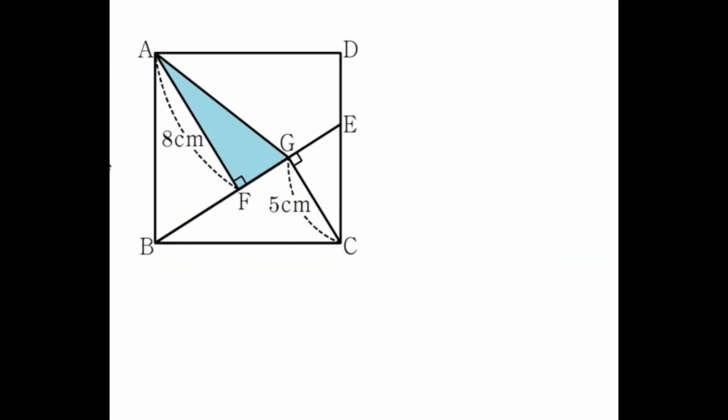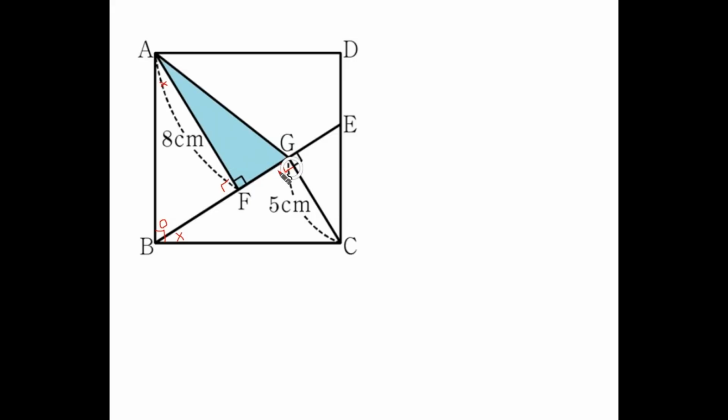Hello. This problem is find the area of shaded triangle AFG. ABCD is square. This angle and this angle makes 90 degrees. Here 90. So angle BAF is small x.